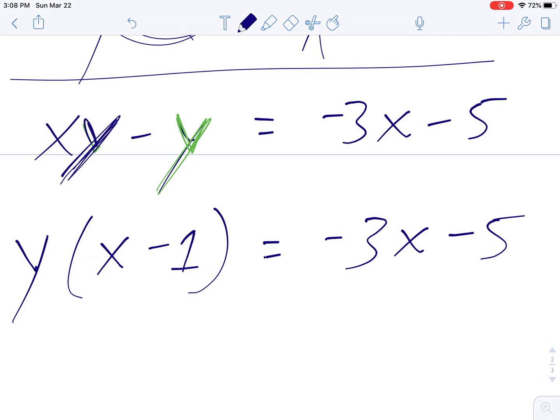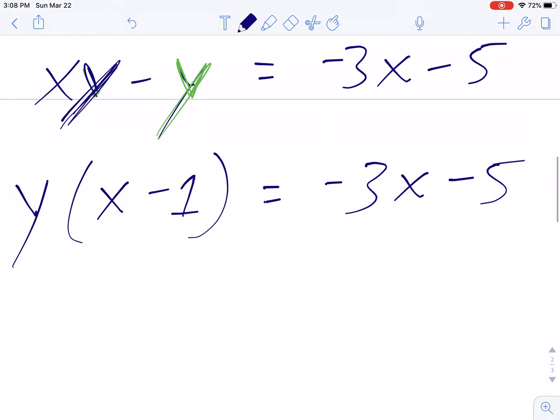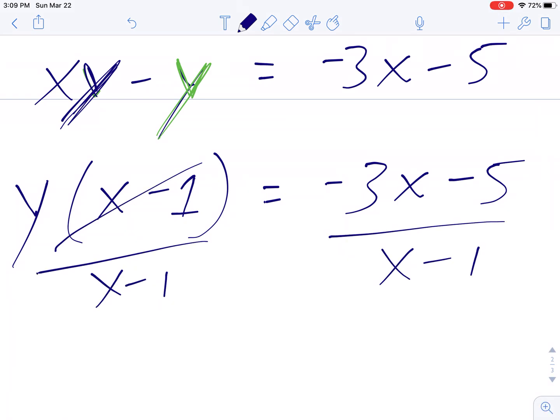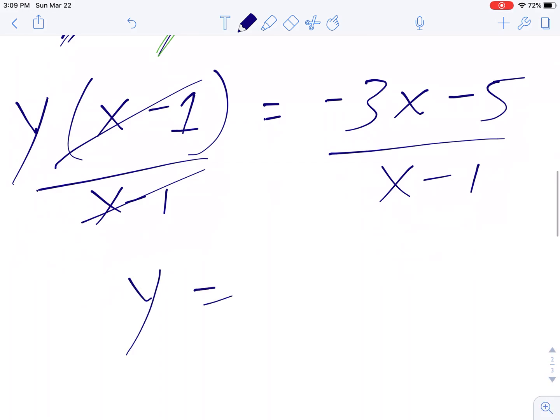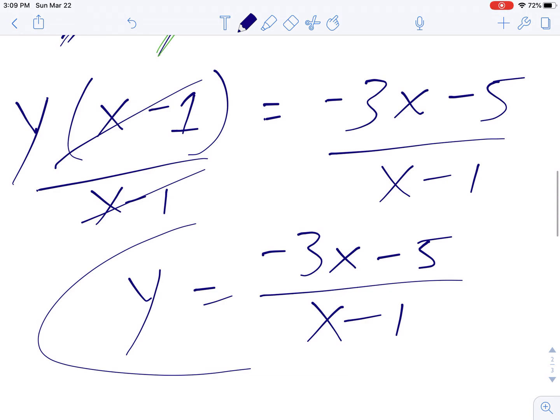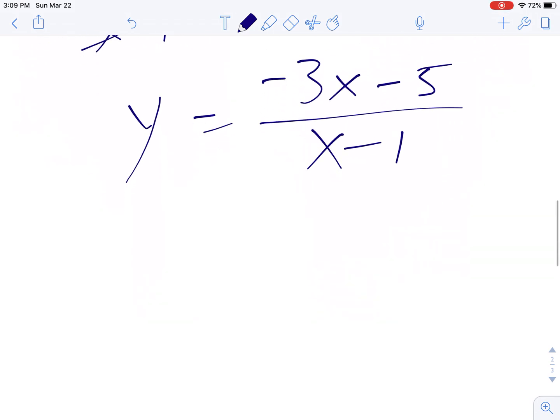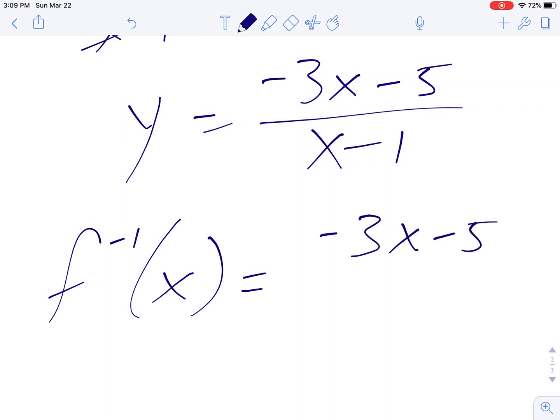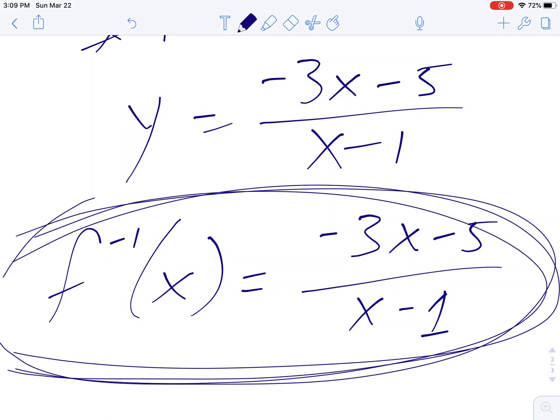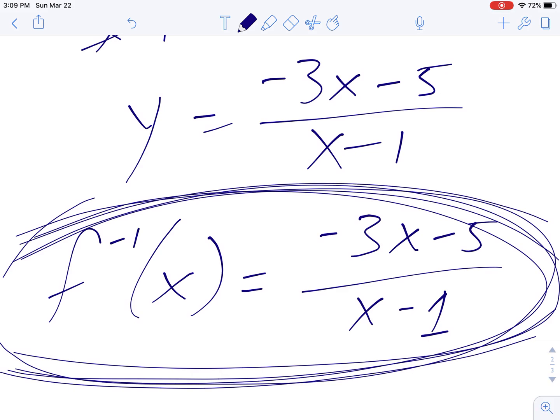So we've got to add that factoring step to this one. So we get y out front. And then to get y by itself, all we got to do is divide by x minus 1. So we ended up with y equals negative 3x minus 5 over x minus 1. And I'm not going to circle that because it's not written appropriately. It's not written in the proper notation. So I would encourage you always to write it with the function notation. The inverse function is negative 3x minus 5 over x minus 1.